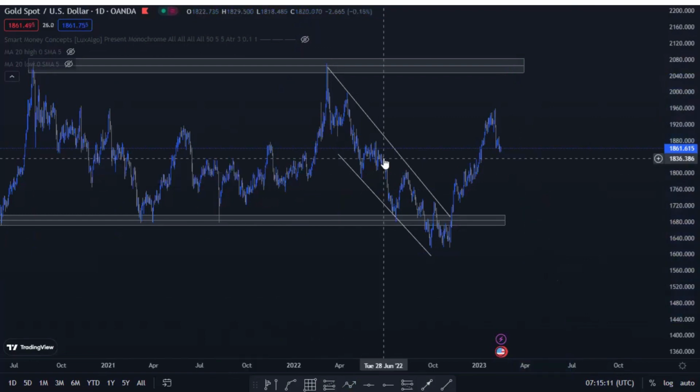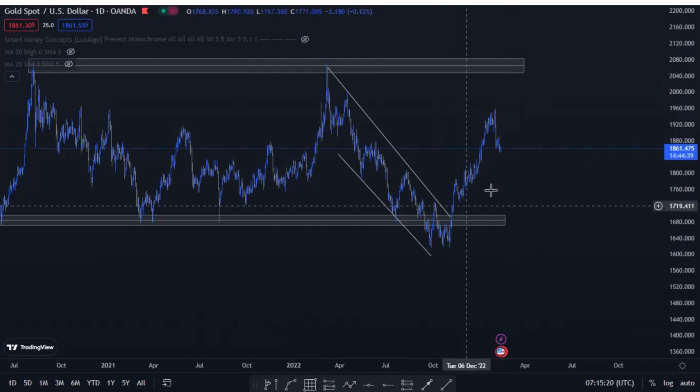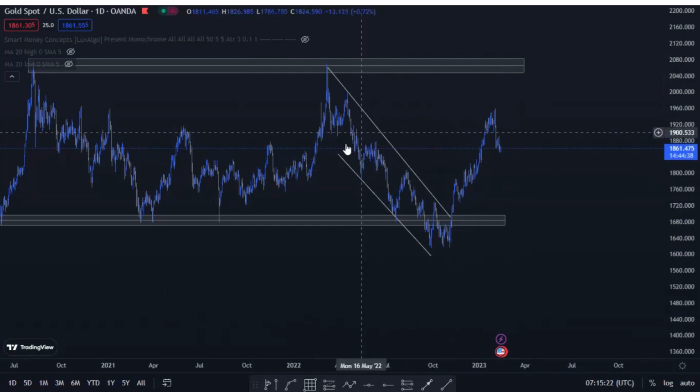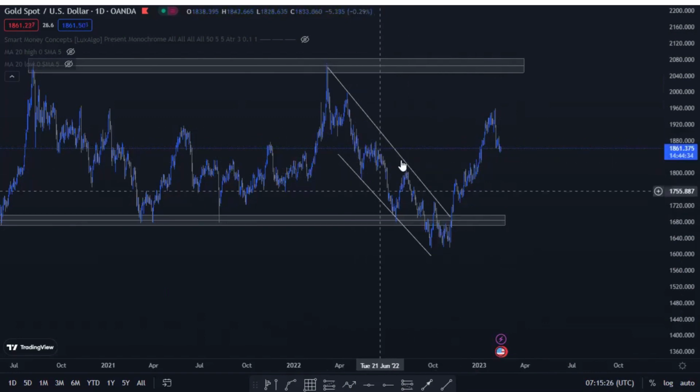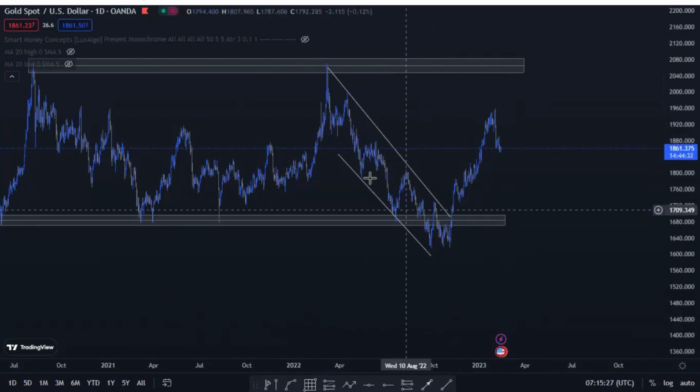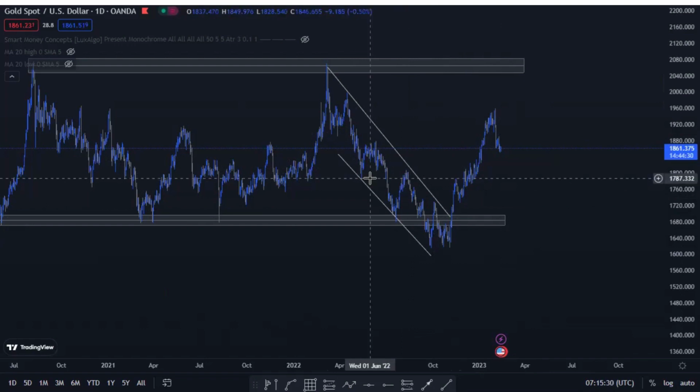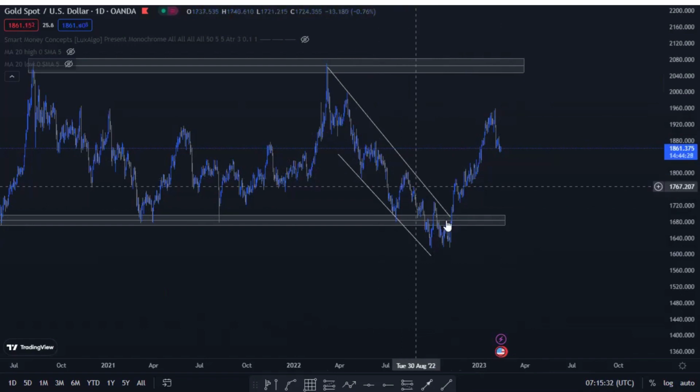Now, how would you have approached this trend? If you were looking to trade gold at this moment, say the market was maybe still within this downtrend, what you would have done is actually wait for a breakout. Okay, wait for a breakout.